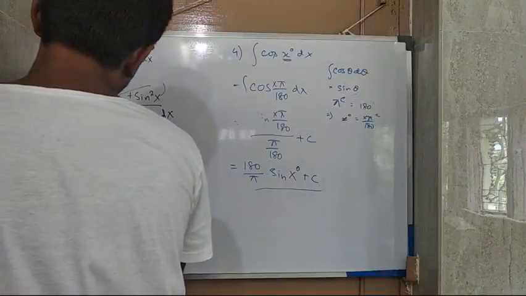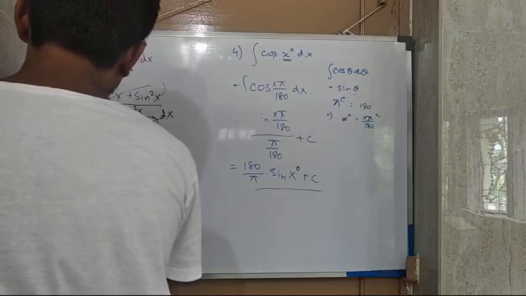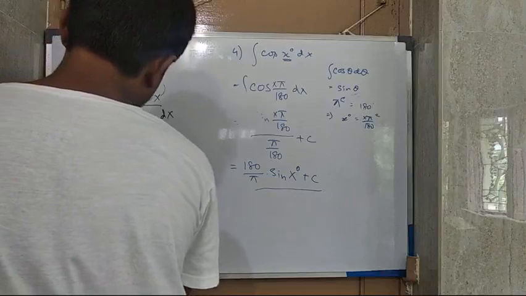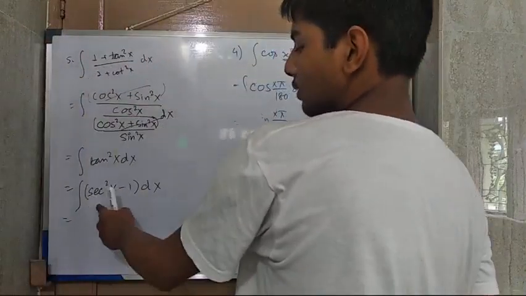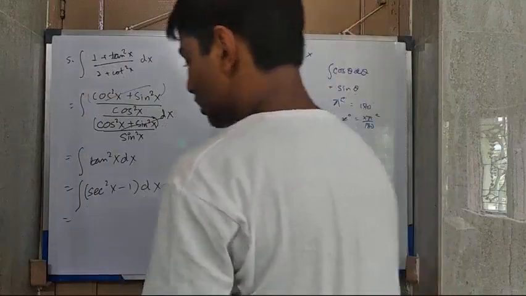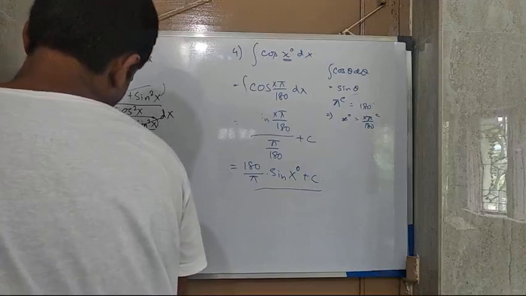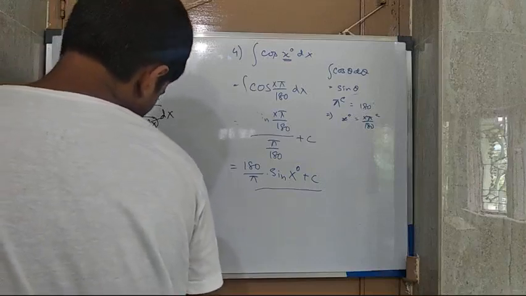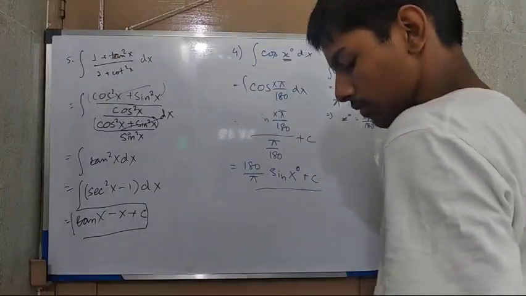So this is the integral of tan square x dx, which can be written as the integral of sec square x minus 1 dx. And as you know, the integral of sec squared x is tan x and the integral of minus 1 is minus x. So this can be written as tan x minus x plus c. So this is our answer for the fifth integral.